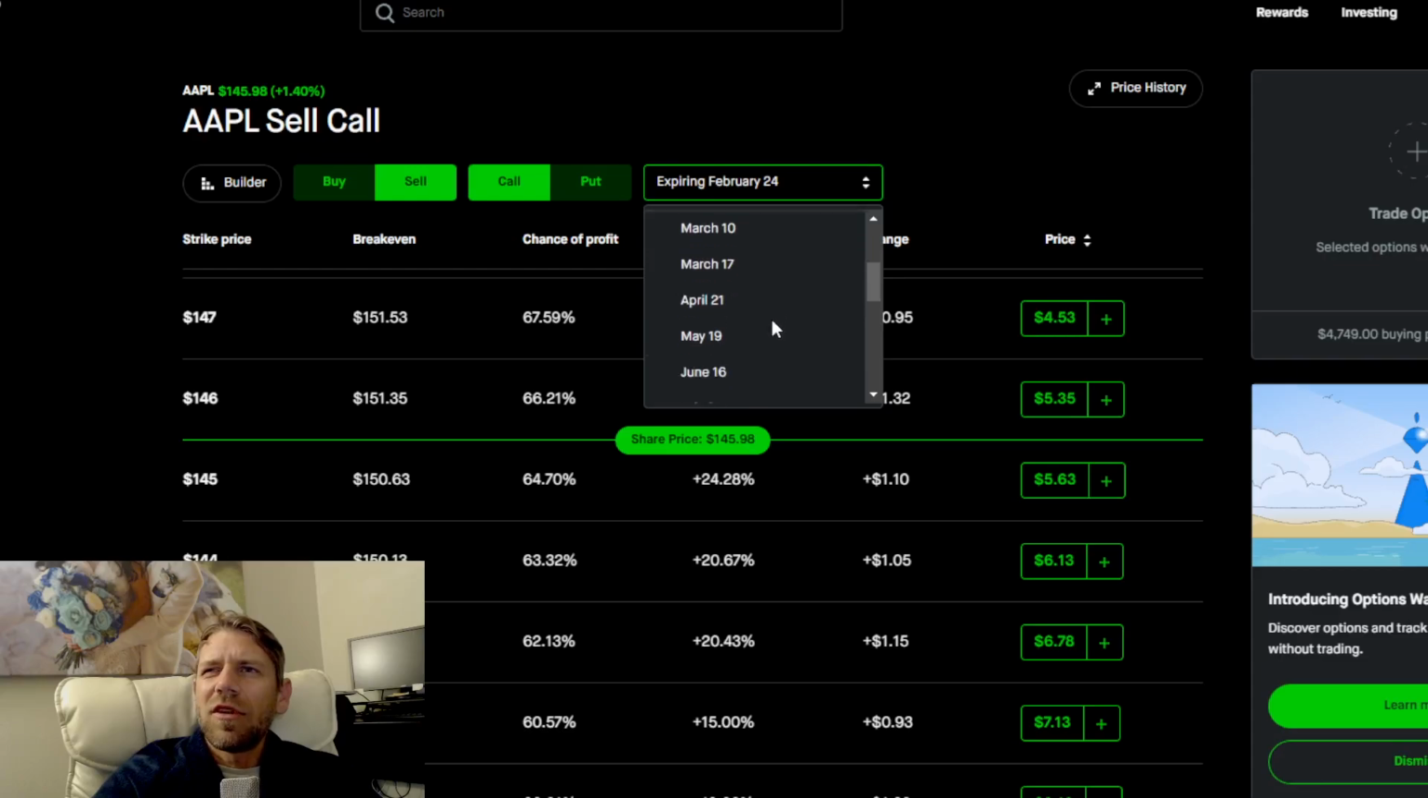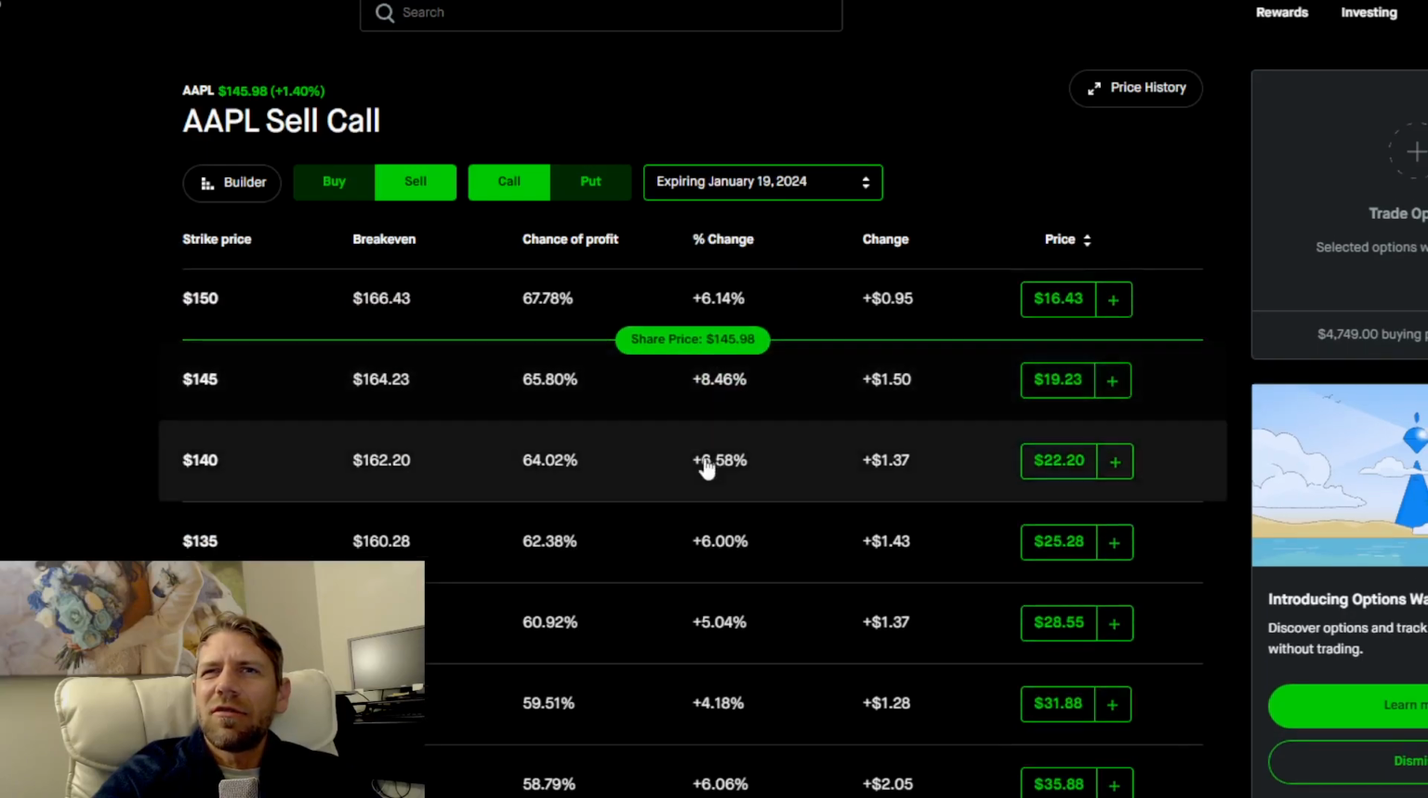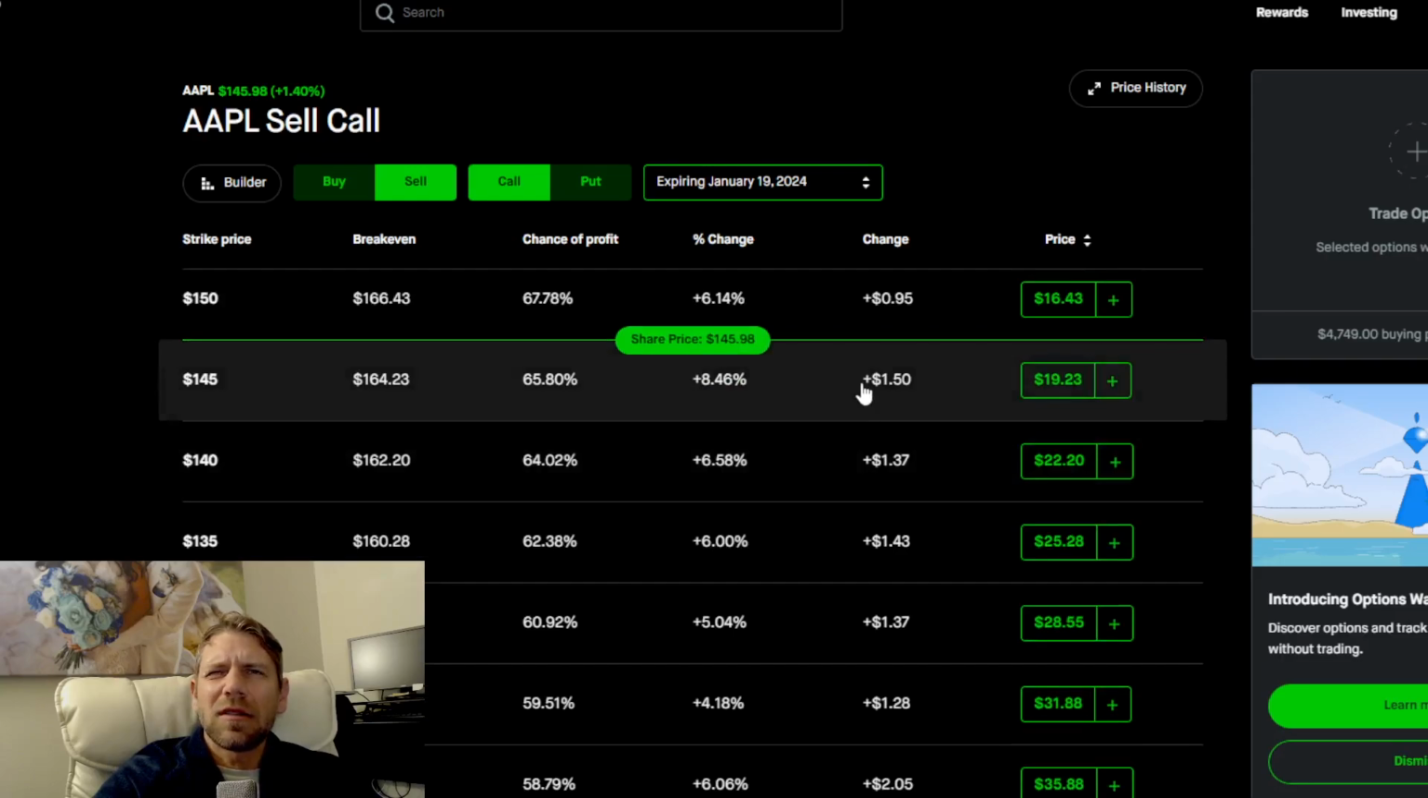If I go really far out into the future, how about January 2024? You will see that there's not even a 146 option anymore. The closest one is 145, and you'll see that it's $1,923. So if you want to guess the level of the price of the stock a year from now, there's going to be a large sum involved.